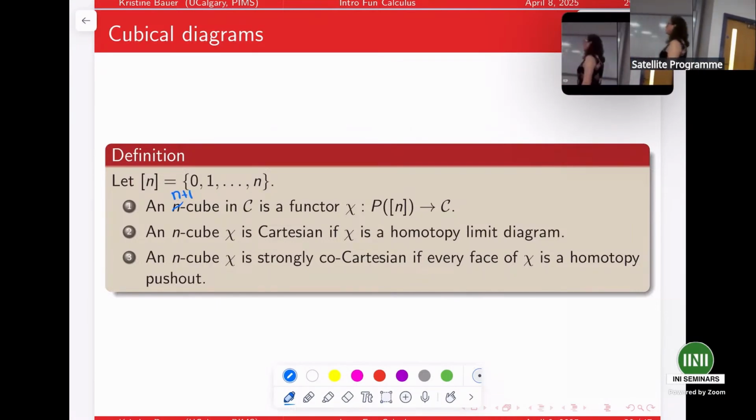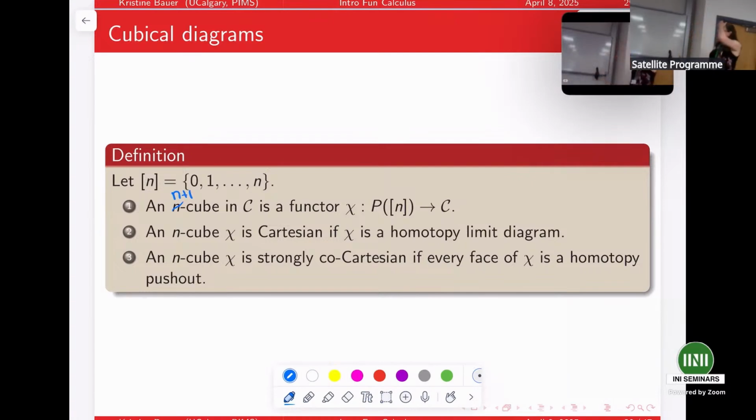An n cube is called Cartesian if it's a homotopy limit diagram. So if that whole thing, if the f of x is determined by the rest of the diagram. And it's called strongly co-Cartesian if every face of the cube is a homotopy pushout, which is what I did when I was defining the way that we put those cones together to get the whole thing at the end.